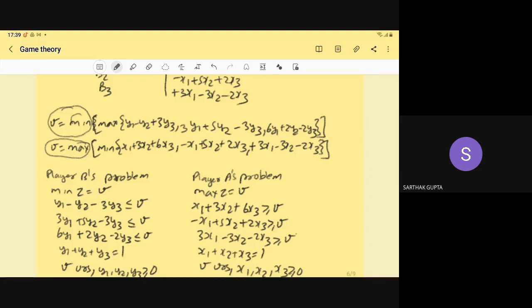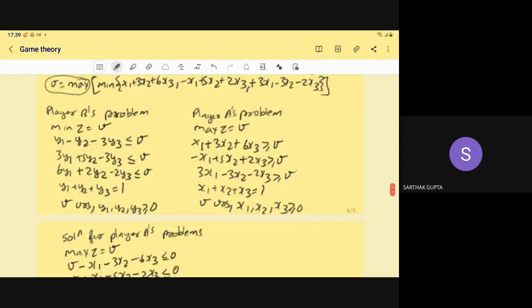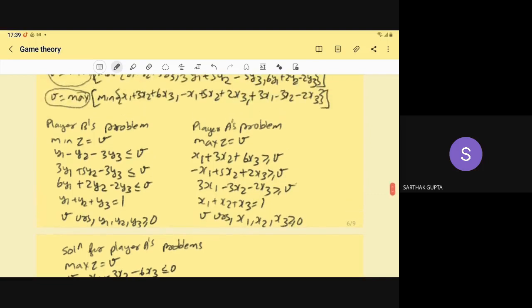So here we are writing that x1 plus 3x2 plus 6x3 is greater than or equal to V, minus x1 plus 5x2 plus 2x3 is greater than or equal to V, 3x1 minus 3x2 minus 2x3 is greater than or equal to V, and x1 plus x2 plus x3 is equal to 1. V is URS, and x1, x2, x3 are non-negative. So now our duty is to solve these LPs, right?